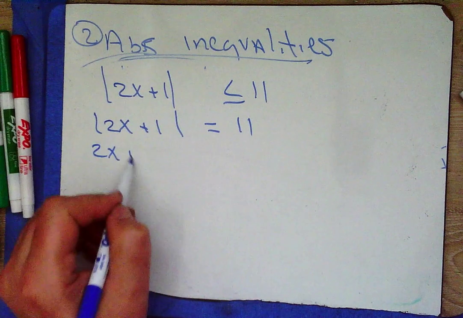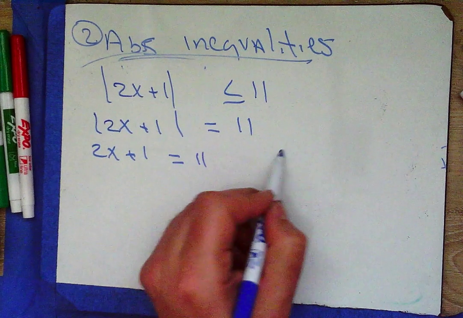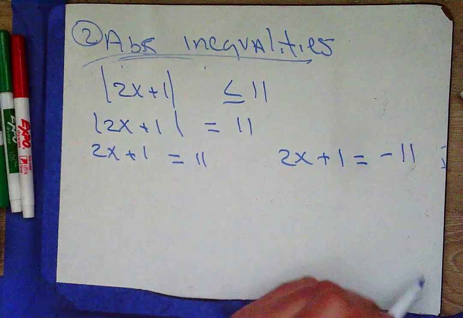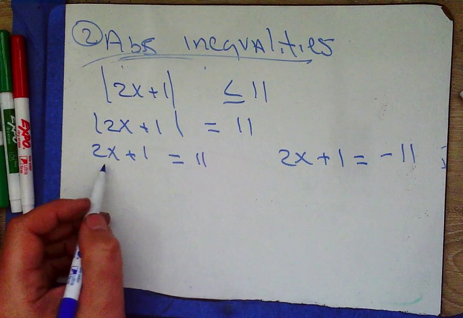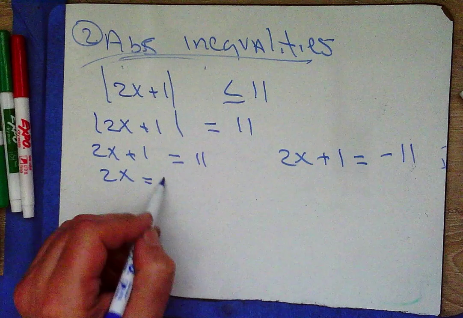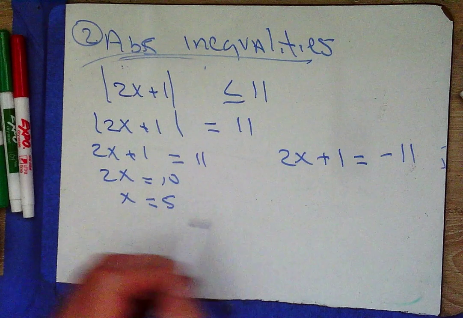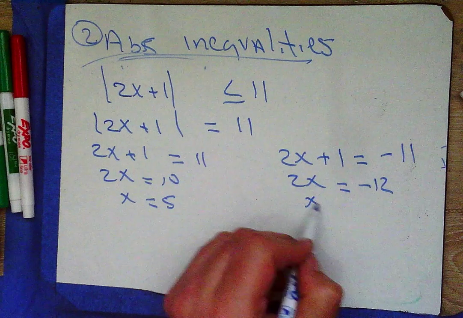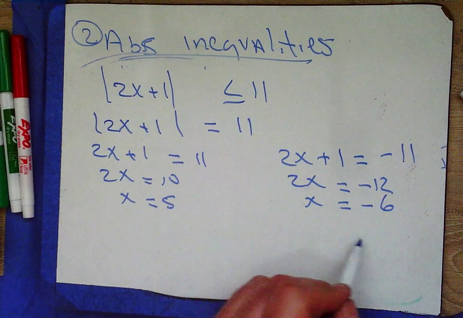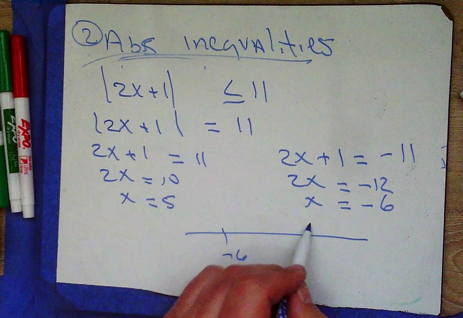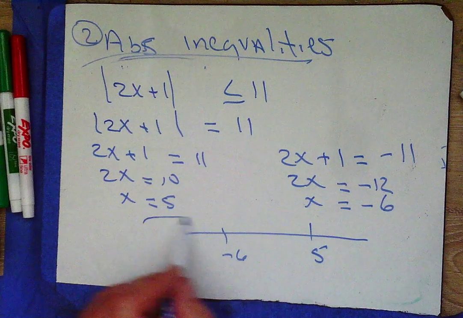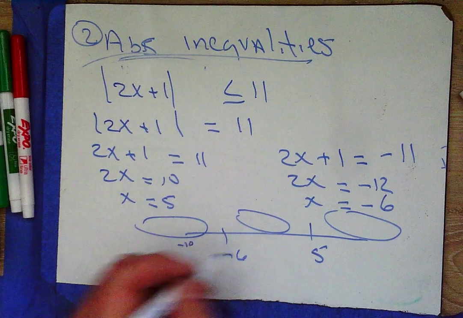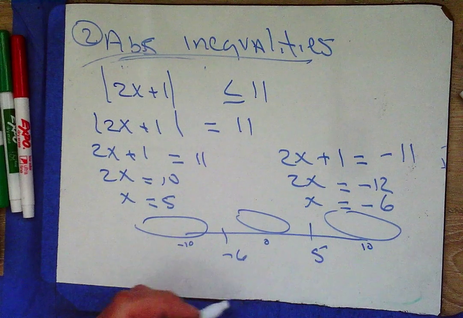We'll write the positive component. We'll write the negative component. We solve this equation. We get 2x equals 10, or x equals 5. And here we get 2x equals negative 12, or x equals negative 6. Take those critical numbers and put them on a number line. And then we test the intervals. How about negative 10, 0, and 10?